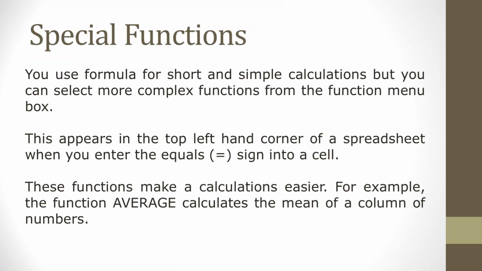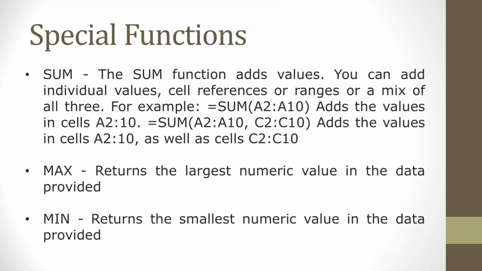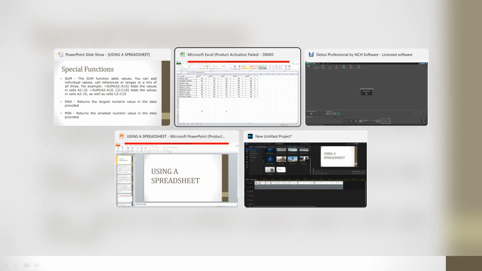So we looked at the average function. And listen, guys, the good thing is that the sum, max, and min are pretty much the same format. Remember, we just type equal average and open bracket and whatever the first cell, colon, last cell, close bracket. Same thing for sum. Same format. Let's take a look at that.